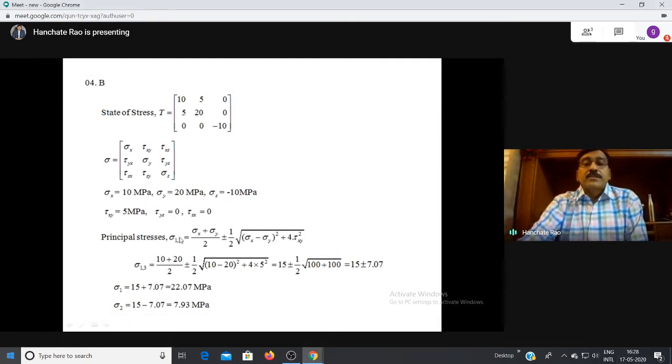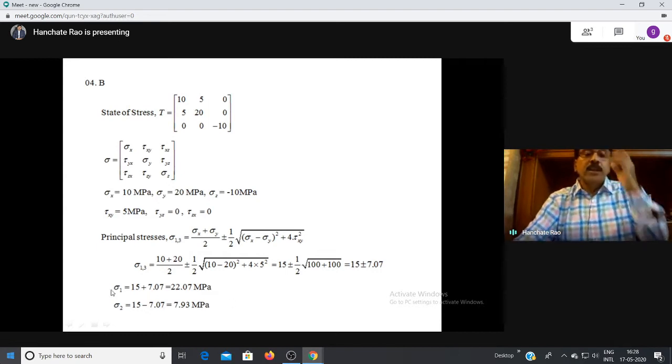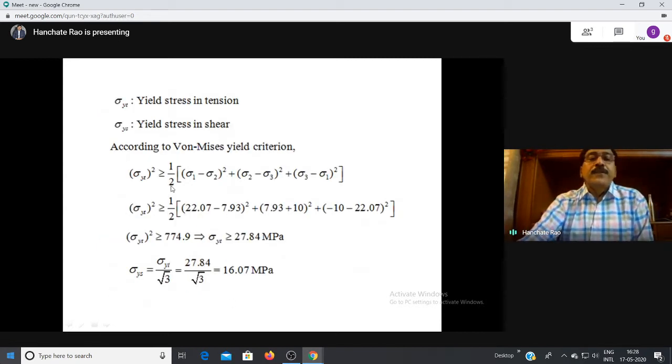From yesterday's class, sigma 1 equals sigma x plus sigma y by 2 plus or minus half of the root of sigma x minus sigma y whole square plus 4 tau xy square. So substitute the values of sigma x, sigma y and tau xy. We get half of sigma 1 minus sigma 2 whole square plus sigma 2 minus sigma 3 whole square plus sigma 3 minus sigma 1 whole square should be equal to sigma yt. So simply substitute this, you are going to get sigma yt.